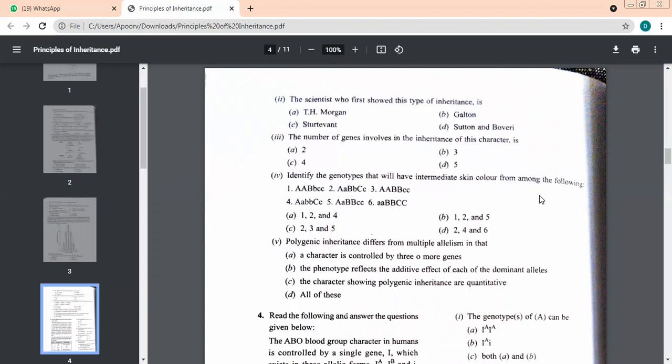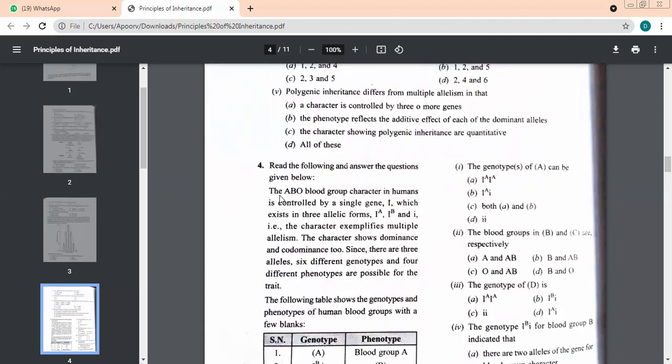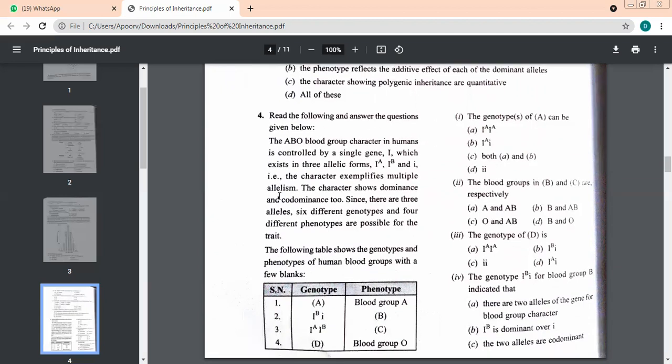Yes. Let's check one by one. This first one will have intermediate or not? No, ma'am. This one, will it have intermediate or not, my dear? No, ma'am. Okay, that means you all are clear about this concept. Polygenic inheritance differs from multiple allelism. How does it differ? All of these. Perfect. Very good. Yes, it is all of these.